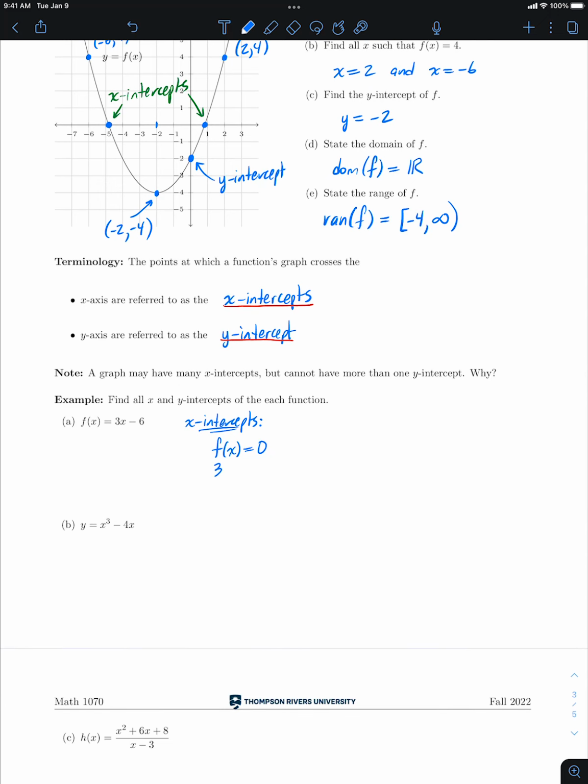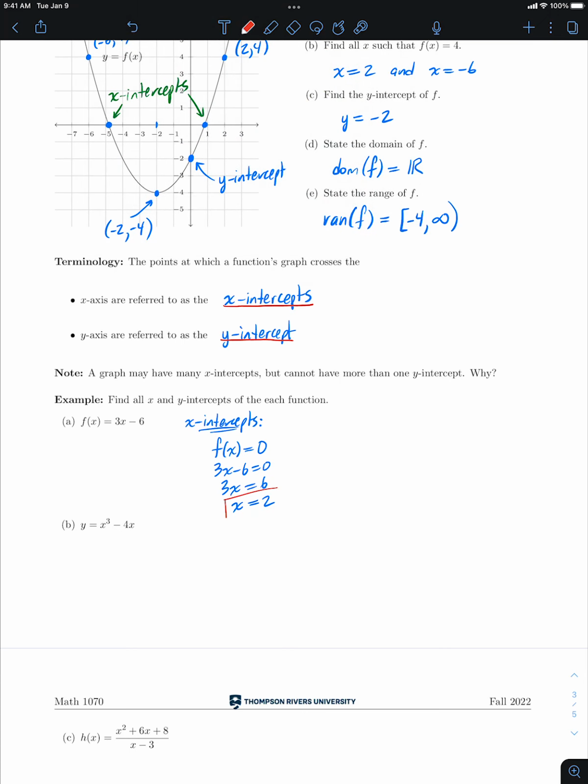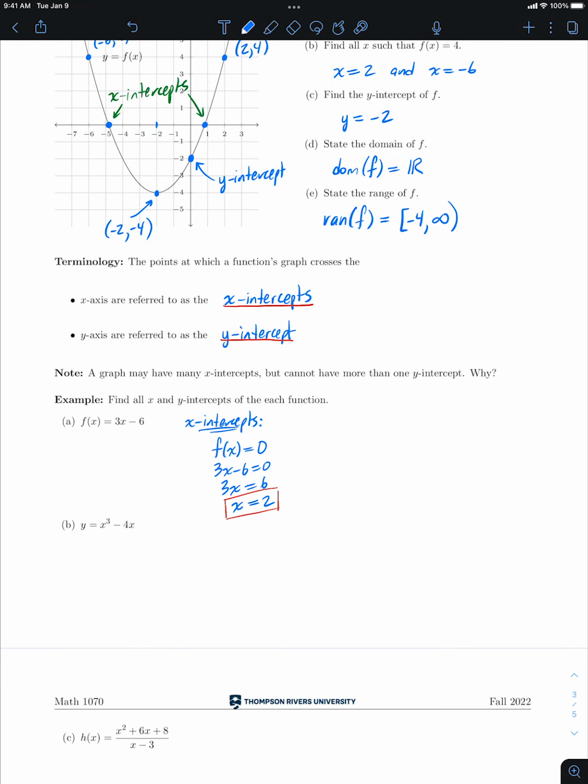Okay, so we're going to have 3x minus 6 is equal to 0. So we can solve that equation, add 6 to both sides. You get 3x is equal to 6. And then if you divide both sides by 3, you're going to get x is equal to 2. And there you go. That's your x-intercept. And if you got more than one solution, you'll have more than one x-intercept. But if you only get one solution, then you know you only have one x-intercept.